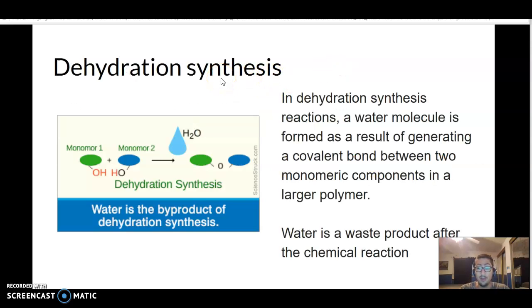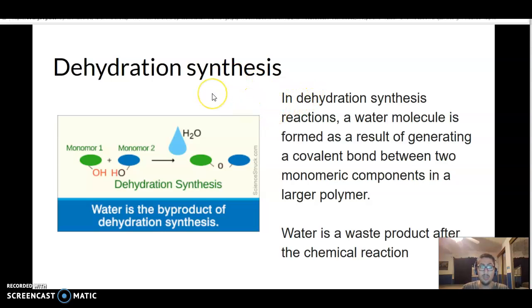Dehydration synthesis, right? It's like, oh, what is that? What does that mean? So the definition is dehydration synthesis reactions: a water molecule is formed as a result of generating a covalent bond between two monomeric components in a larger polymer. A much simpler way to think about that is when you have a reaction, one of the wastes is water. So the chemical reaction that occurs produces water. So it's a byproduct.